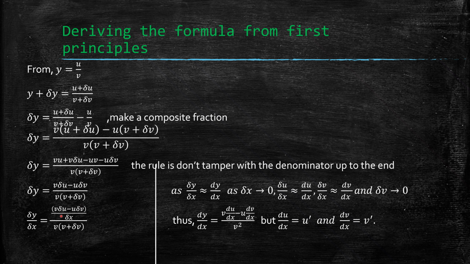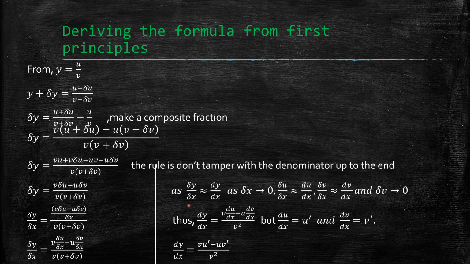As you observe here, it's going to be v small change in u minus u small change in v over small change in x, and down we shall have v into v plus small change in v. When we continue further down, we are going to realize small change in y over small change in x is going to be whereby this small change in x can now divide small change in u and also divide small change in v. Now we go to our last step.